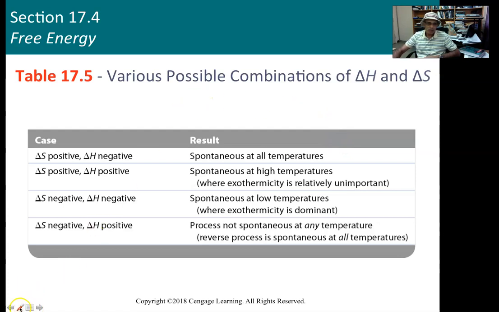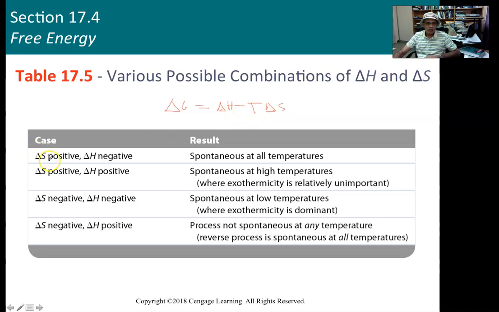It comes from basically the relationship that I've shown in the previous slide. Delta G is equal to delta H minus T delta S. So in order for delta G to be negative, meaning spontaneous, you will have to look at the variations in these values, how that will come out.